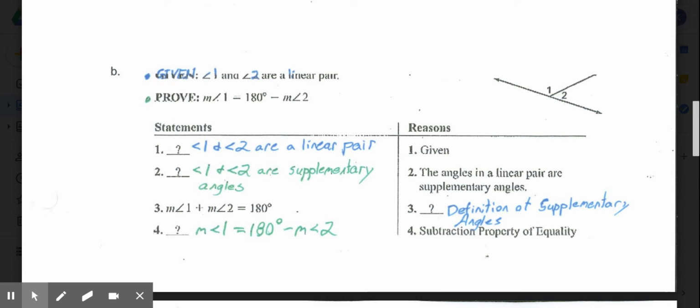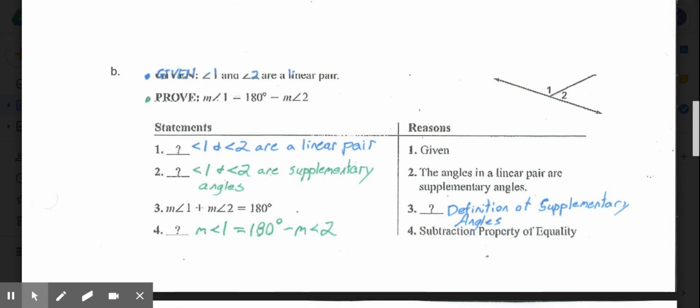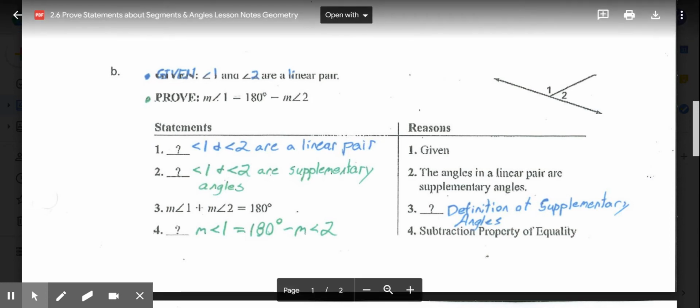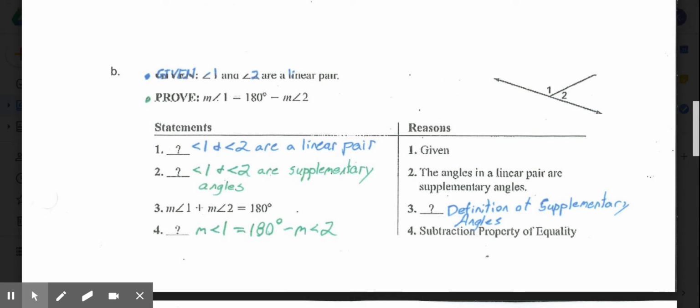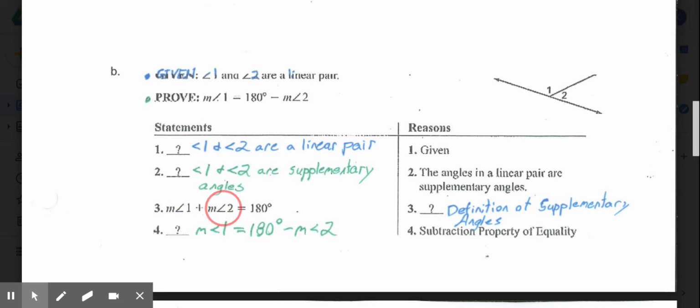In step 3, their statement was the measure of angle 1 plus the measure of angle 2 equals 180 degrees. Because we've established that they're supplementary angles, we can say they add to equal 180 based on the definition of supplementary angles. And then our last step would be the prove statement: the measure of angle 1 equals 180 degrees minus the measure of angle 2. That's from the subtraction property of equality, because from step 3 to 4, they subtracted angle 2 from each side.